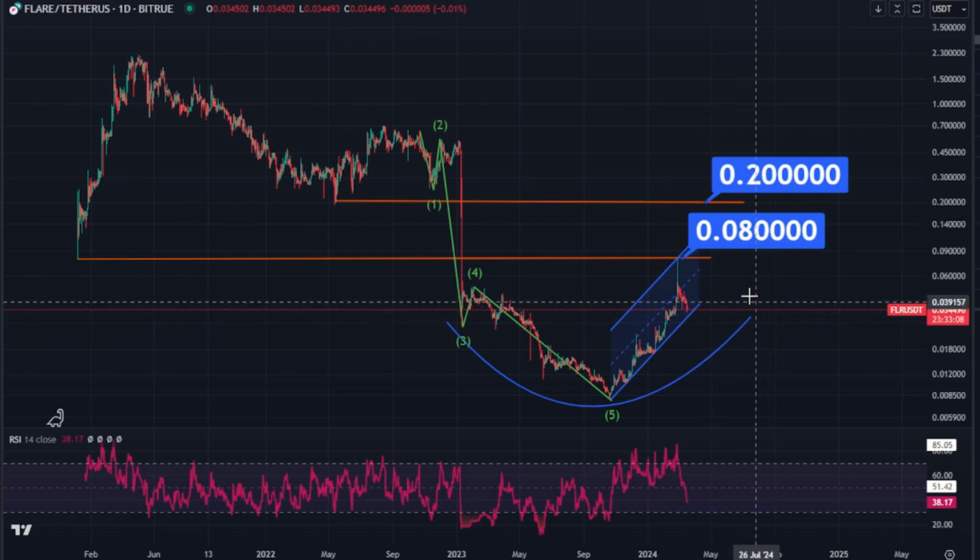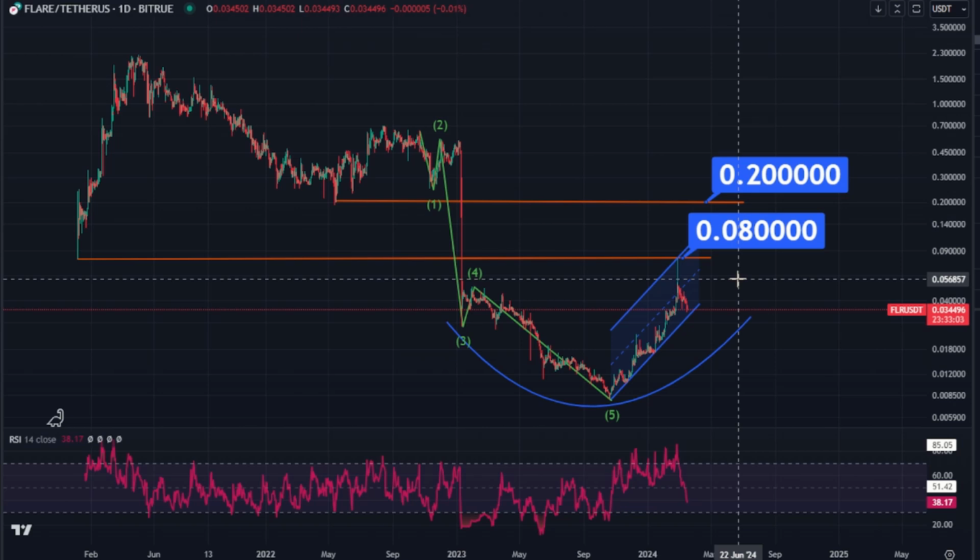But if it can get up to that 20 cents and break this 8 cents, very, very good potential gains here. We'd be looking at just under a 7x, around 6x, 6.5x. So that's the likely area that I would look for a bounce to the upside.